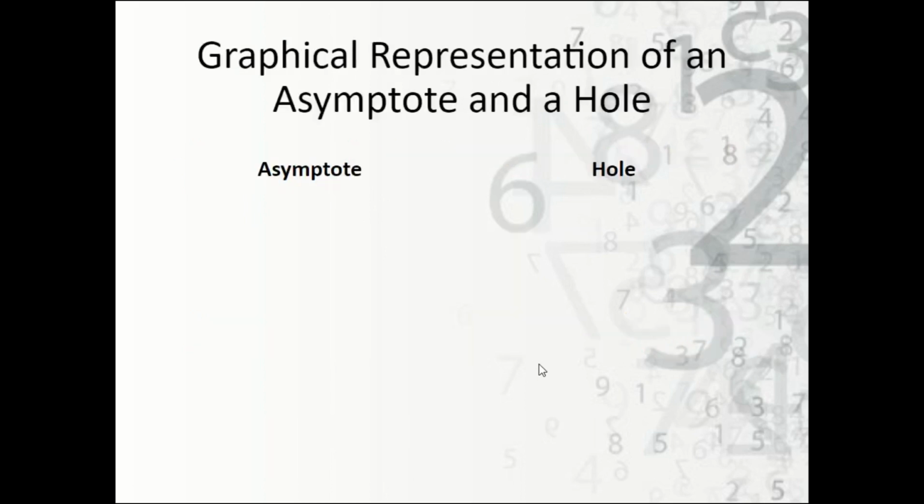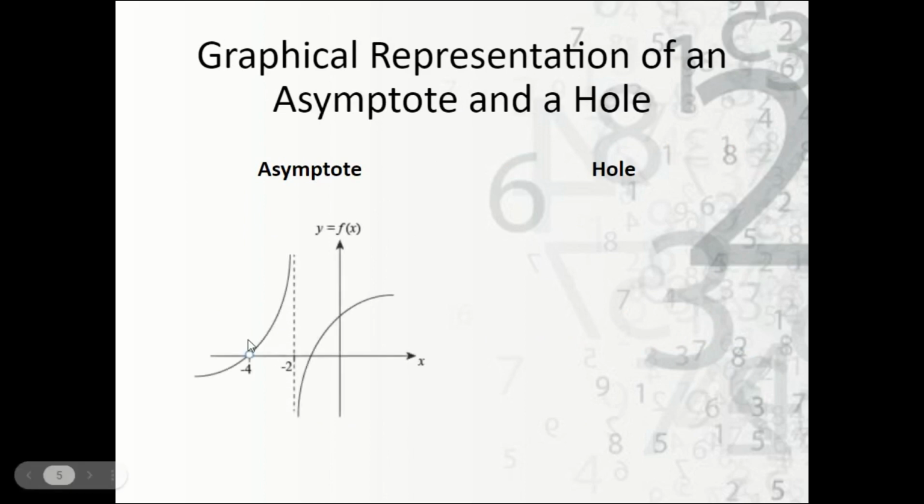So how does this look graphically? An asymptote looks like this. So we have our graph here, and it gets really close to negative 2, but it stops and doesn't actually touch it. So it just keeps going up and getting really high here, but it will never actually cross this line of negative 2. Same thing here. It gets really close here to negative 2, but never actually crosses it.